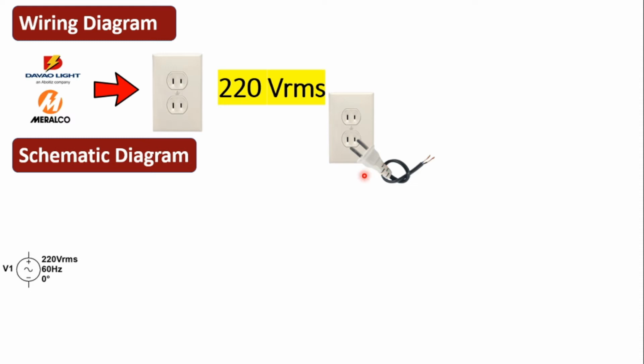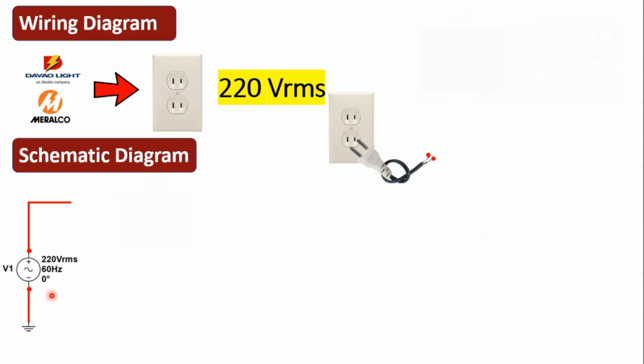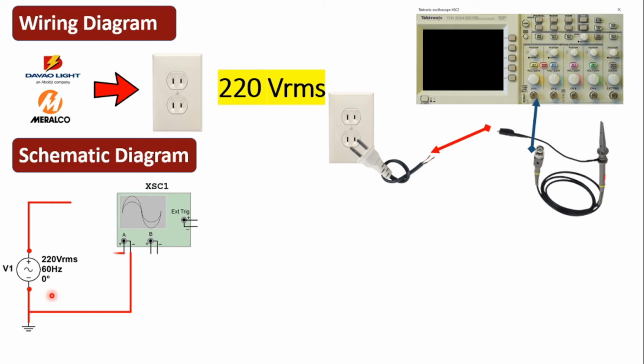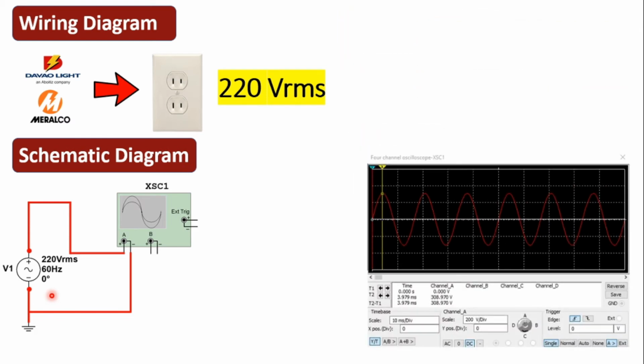Now, as we can observe in the schematic diagram, from the AC power supply, it branched out into two separate directions. In a similar way that our AC plug has two wires inside, indicated by these red dots over here. This means that one of these wires will be connected to the ground, while the other shall be connected to the rest of the circuit. If we take an oscilloscope and its accompanying probes and connect them as shown, we will be able to see this output waveform from the wires of the plug connected to the wall socket.